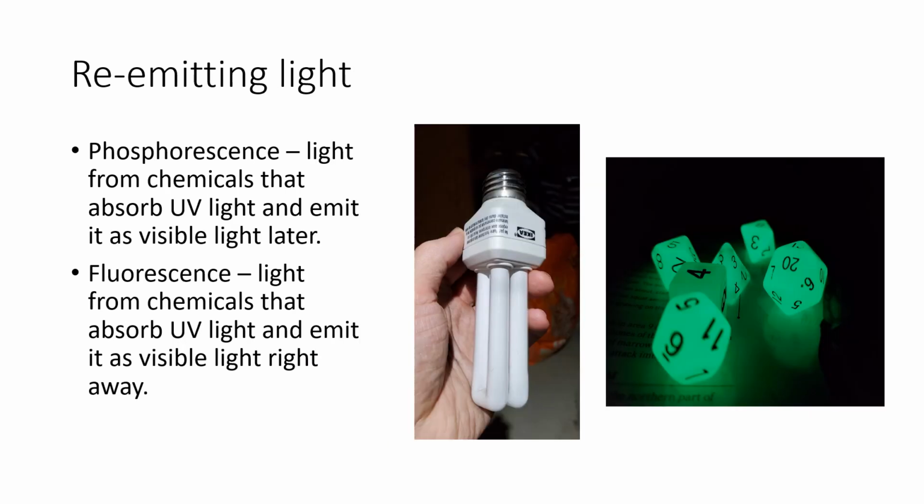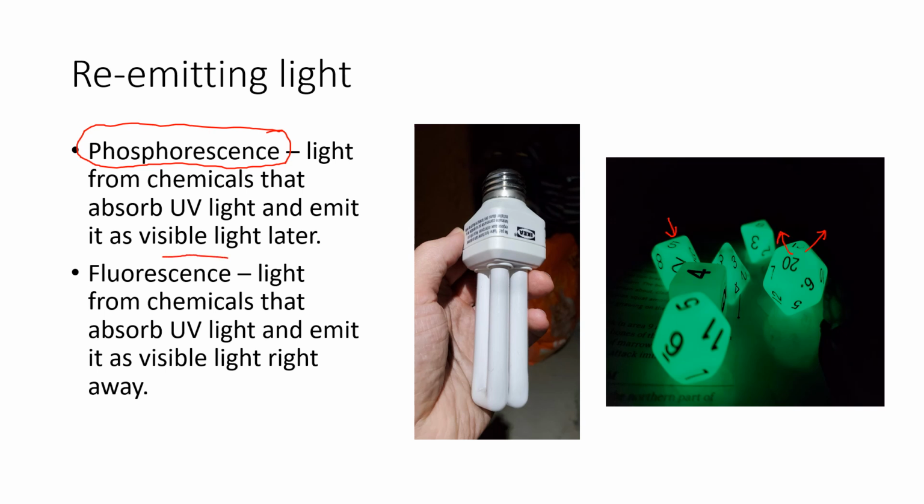Another source of light is when a substance will absorb one form of light and then re-emit it. So phosphorescence is when you have a chemical that'll soak up some light, like these D&D dice I have. And then if you turn off the lights, they'll glow for a while as they re-emit the light that they just absorbed. So that's phosphorescence.